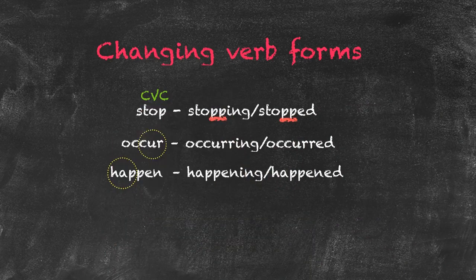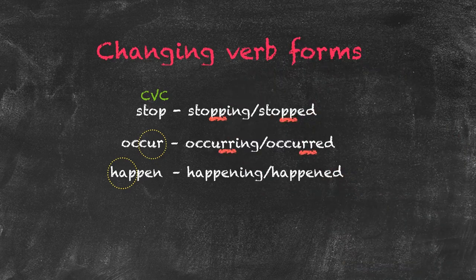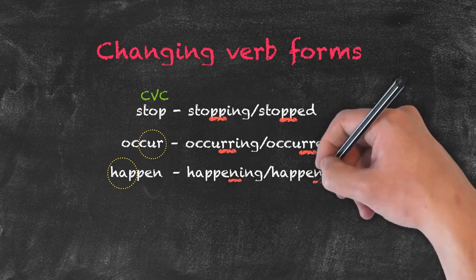When making these changes, for the stress at the end of the word in patterns consonant, vowel, consonant, we double our final consonant before adding ing and ed. However, here, where we have the same pattern, consonant, vowel, consonant, yet the stress is at the beginning of the word, there is no doubling of the final consonant.